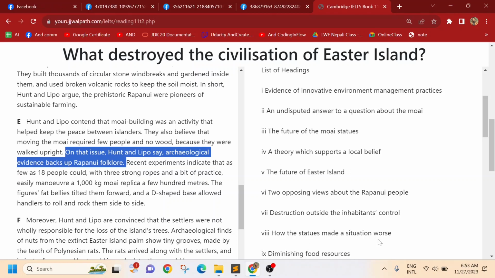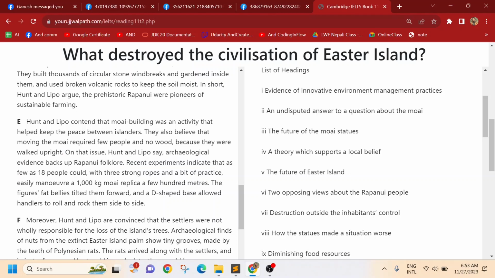And the option that we see over here, so let's see: the future of a theory which supports a local belief. So a local belief, and the line that we just saw, Rapa Nui folklore, is backing the people, and that's the local belief. So what is a theory? Archaeological evidence. So a theory is supported by the local people.